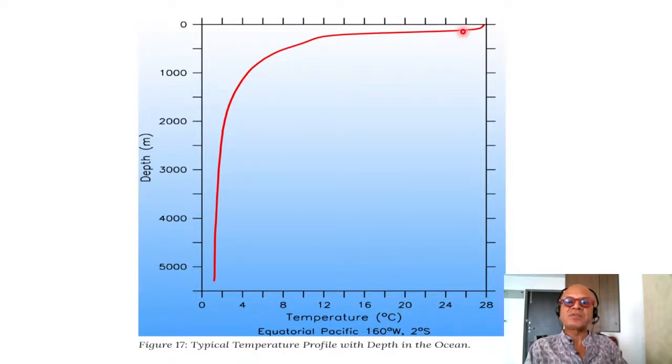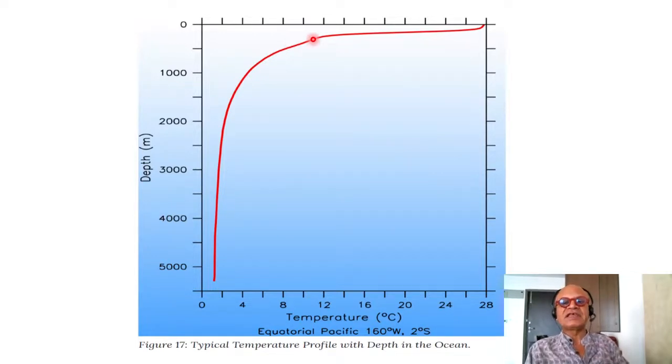And that warm temperature quickly cools as you go deeper down to about, let's say, 100 meters or so. Below that, there is a very sharp gradient before the temperature reaches a nearly uniform deep ocean temperature of 2 degrees centigrade or so. So this gradient here is called the thermocline.